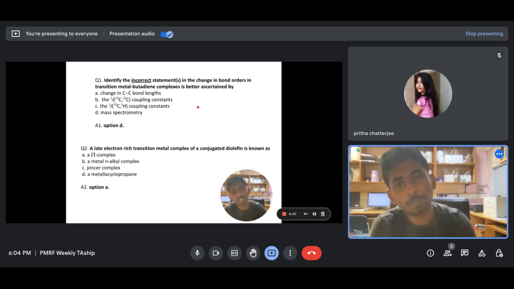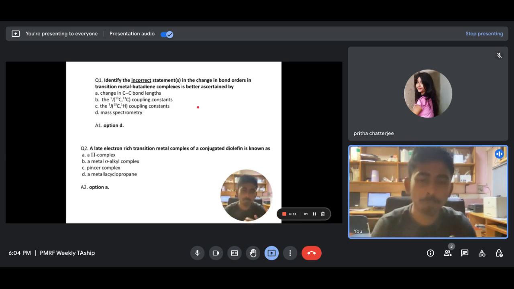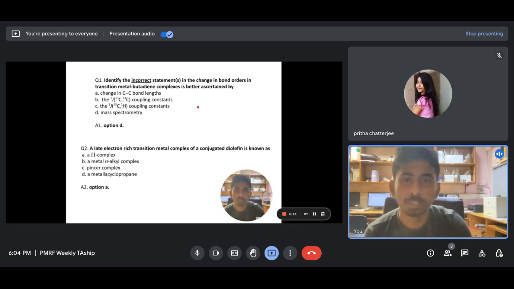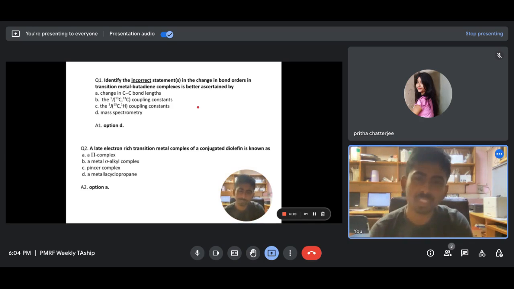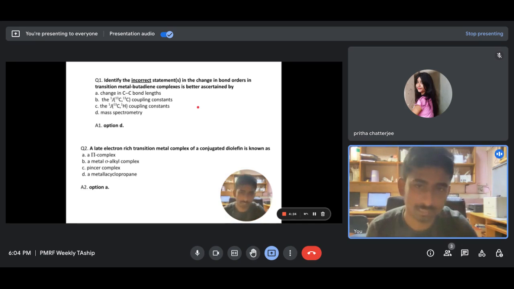So what happens in the butadiene framework? In the butadiene framework, there are several CC bond lengths, so their bond orders will be perturbed, and the corresponding bond length change will also be observed. That's why you will see a significant change in the CC bond lengths whenever a transition metal butadiene complex is formed.